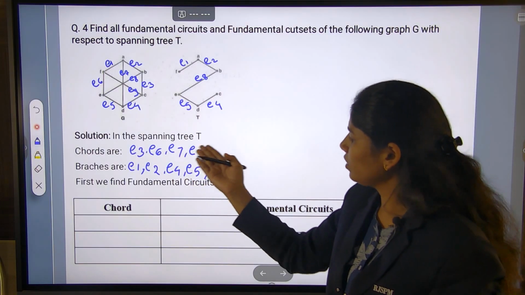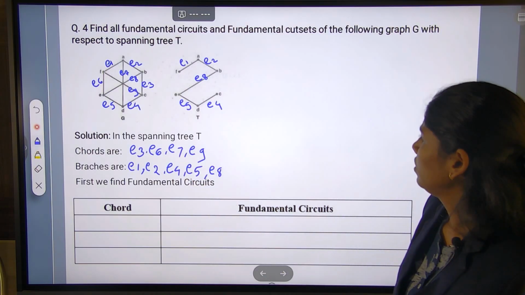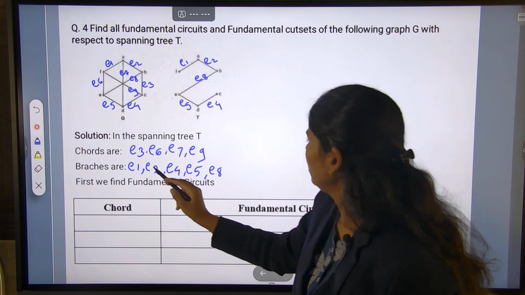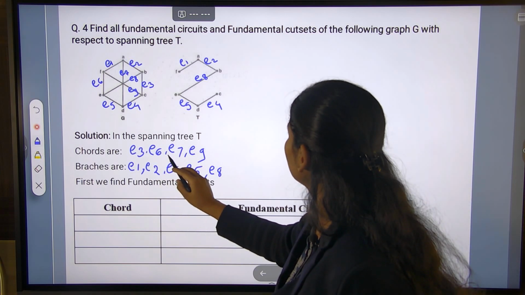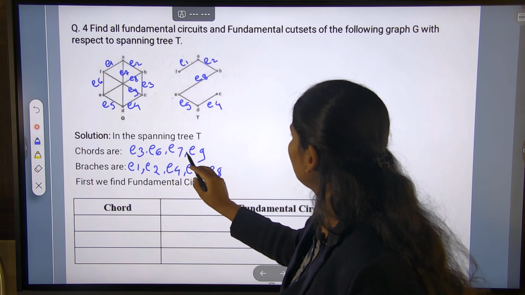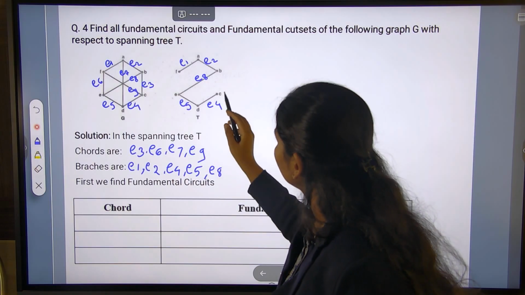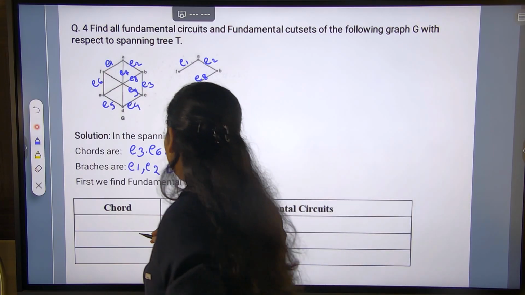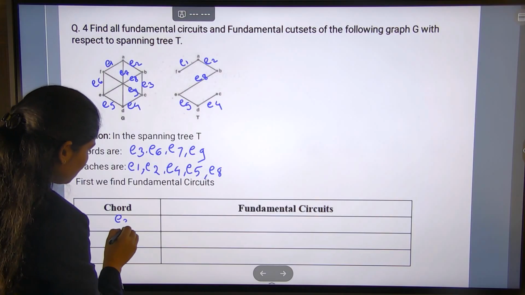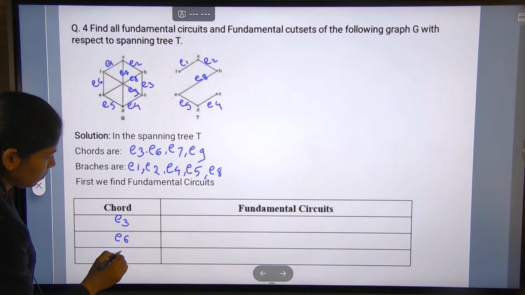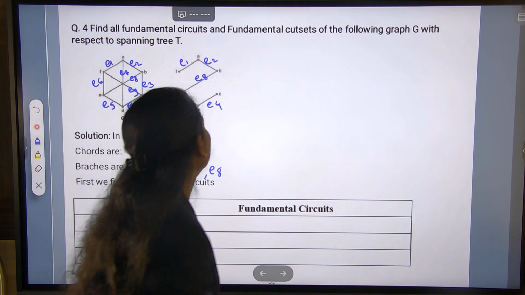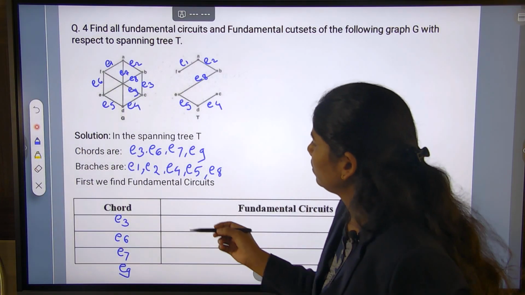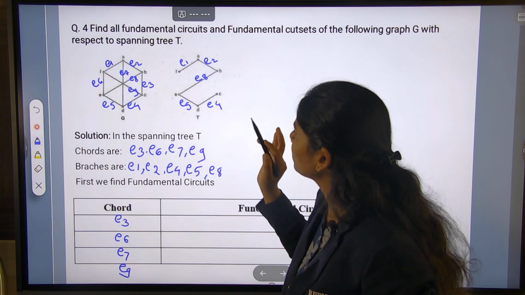So write down all the chords here: E3, E6, E7 and E9. Then draw that chord in the spanning tree.